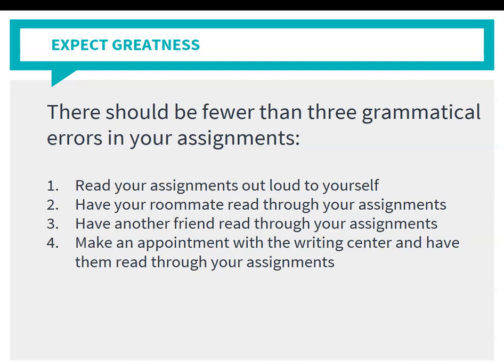If you're struggling with your academic and technical writing, go ahead and make an appointment with the Writing Center and have them read your assignments. It's something that you are more than allowed to do and encouraged to do, and it's free here for Point Loma students.